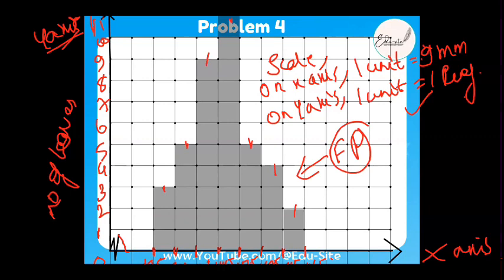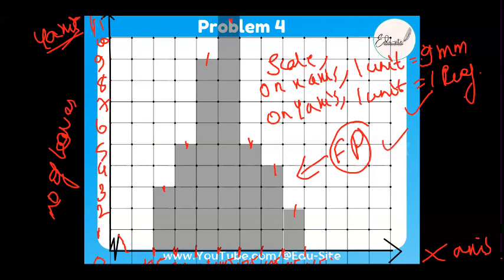The next question is: is it correct to conclude that the maximum number of leaves is 153 millimeter long? How can we conclude this? Is it 153 millimeter long? No, it falls between 144.5 and 153.5, so it can be anything. Yes, excellent.